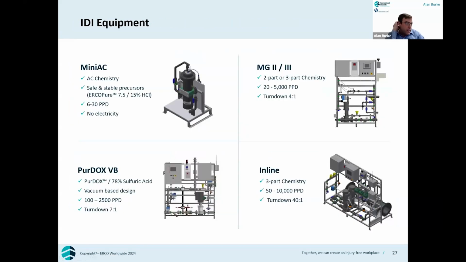International Dioxide provides all but the electrochemical cells for water treatment applications. The mini AC uses the AC chemistry, the acid chlorite. We have MG2 and 3 that use the 2-part and 3-part chemistries, which are often used in drinking water treatment. And you're able to accurately monitor the conversion efficiency in these systems. The PureDox system is also used in drinking water. And we have larger, more industrial scale systems based on 3-part chemistry that are called inline systems. They have high turndown ratios and treat more directly at the application header point.